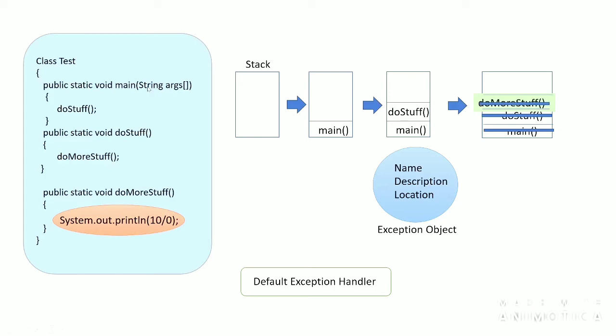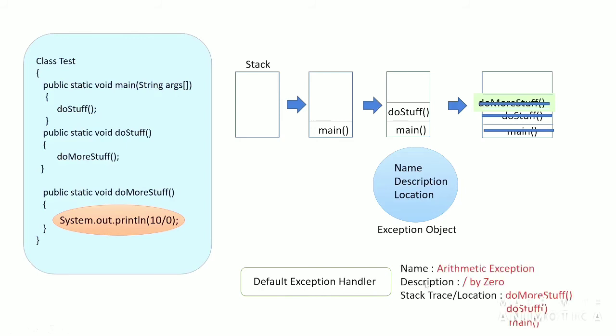To handle the exception, JVM will maintain a default exception handler. JVM will hand over the exception object to the default exception handler. Default exception handler does nothing. It simply prints the exception information to the console.